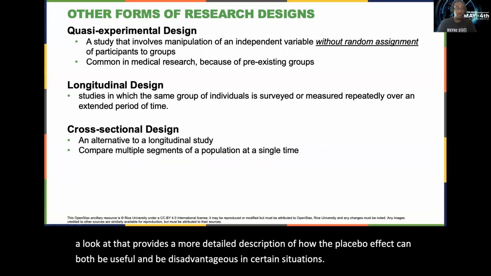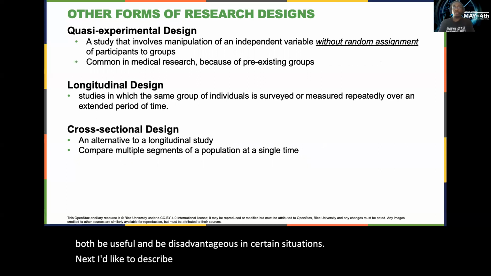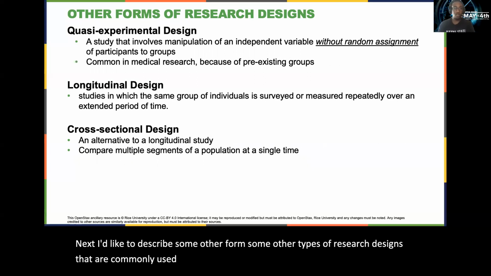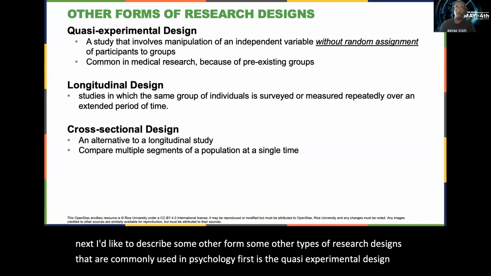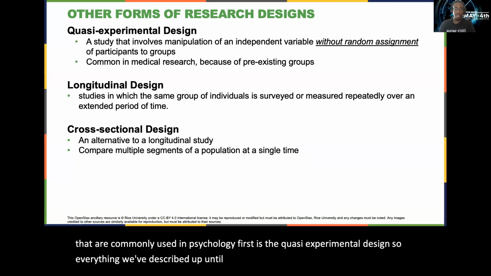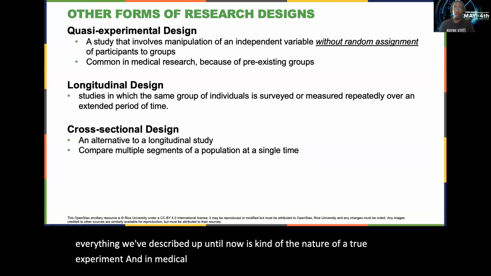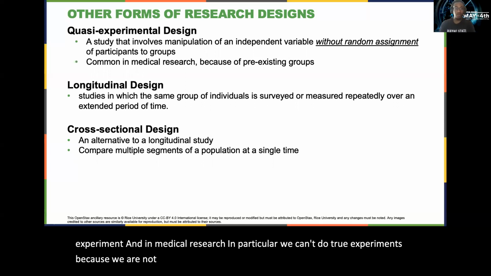Next, I'd like to describe some other types of research designs that are commonly used in psychology. First is the quasi-experimental design. Everything we've just described up until now is the nature of a true experiment. And in medical research in particular, we can't do true experiments because we are not able to do random assignment.